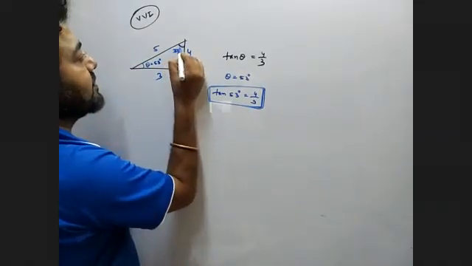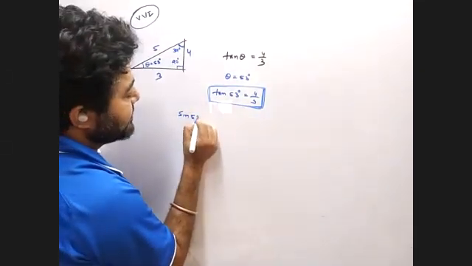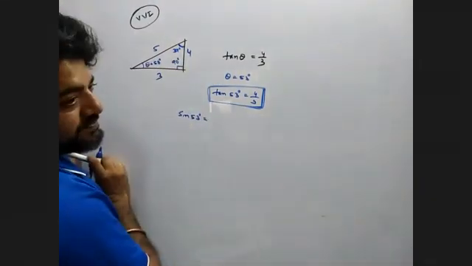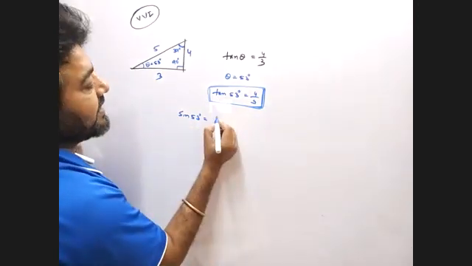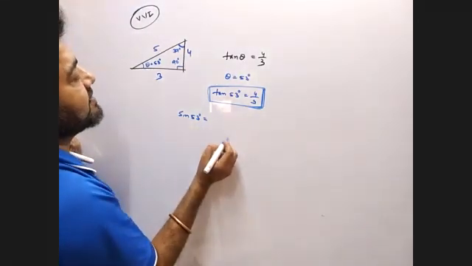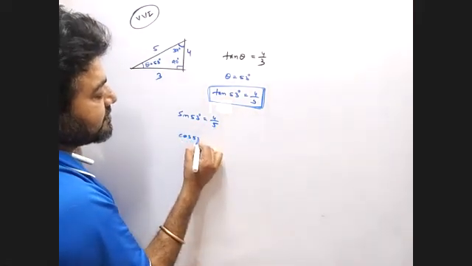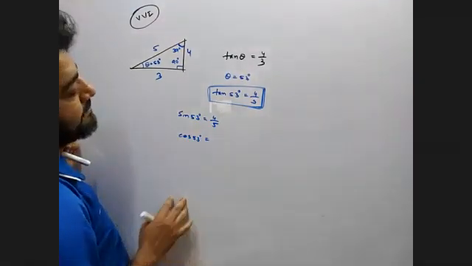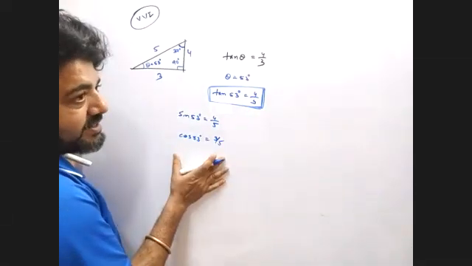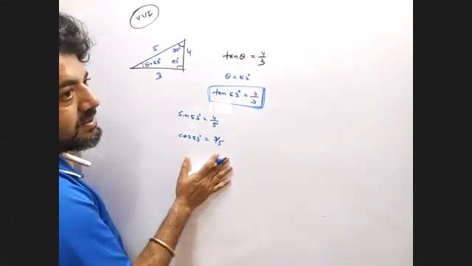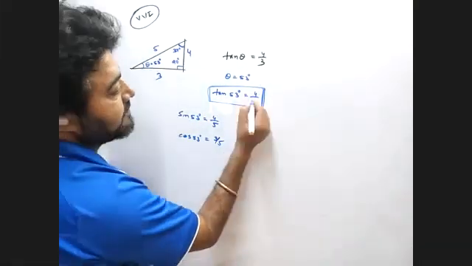Very good, 37 degree. So now sine 53 degree. What can we say? Perpendicular by hypotenuse. So sine 53 degree is 4/5. Here, cos 53 degree, what can we write? 3/5. Got it, everyone? So tan 53 degree is equal to 4/3, right? Yes, it is 4/3.